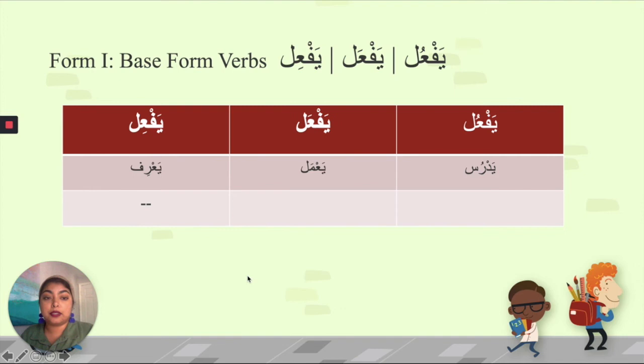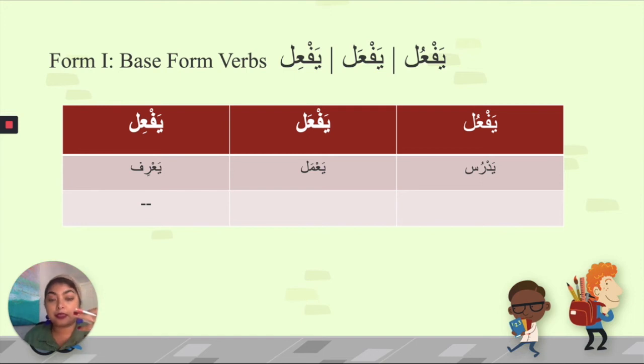So what I want you to do is look at this chart. You have yaf'ul, yaf'al, yaf'il, and I gave you an example of a verb that fits each one of those patterns. Yadrus. Darasa has to do with studying. So yadrus, he studies. Notice, ya with the fatha, first root letter has a sukoon, second root letter has a dhamma, ending with the third root letter. Yaf'ul, yadrus. They rhyme.